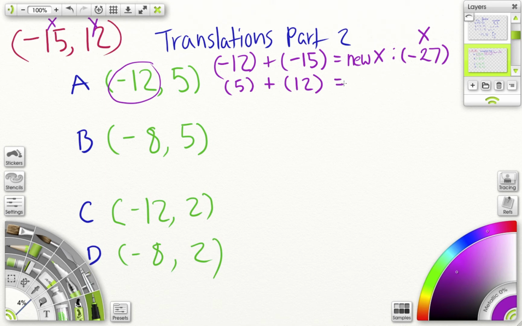My new coordinate, my new y, would equal positive 17. And I just apply that same rule and that same procedure to all my coordinates to get my new shape.